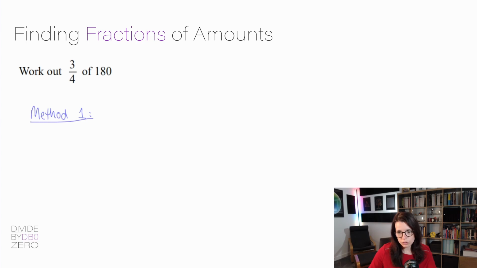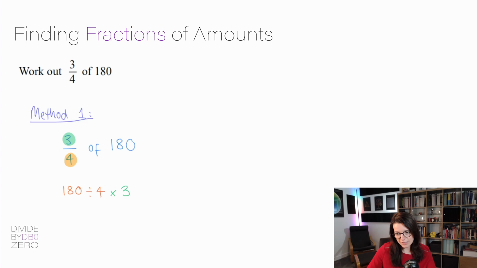So what you do is you take the number that you want to find the fraction of and you divide it by the denominator first. So in this case, 180 divided by 4. And then whatever answer you get from that, you multiply that by the numerator. So in this case, 3.